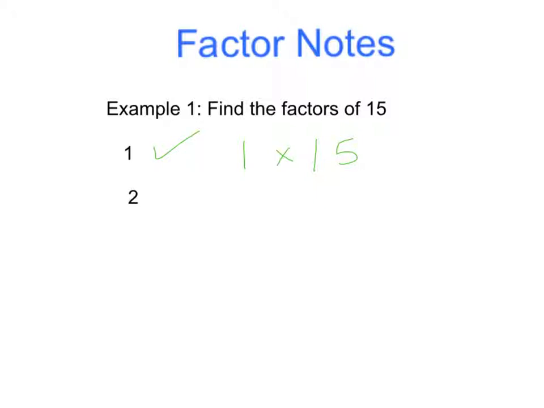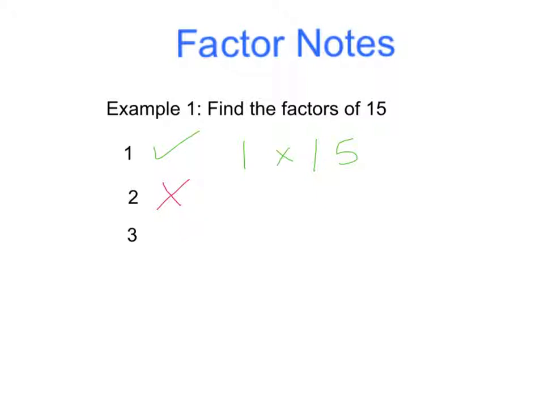Now let's look at 2. Well, we know the divisibility rule for 2 says our numbers have to be even if they're divisible by 2. Is 15 an even number? Nope. So it's not divisible by 2.